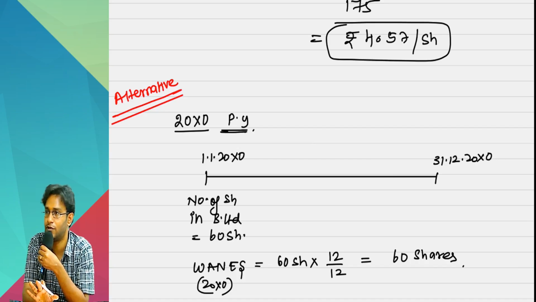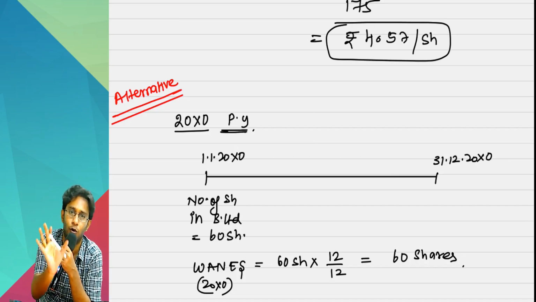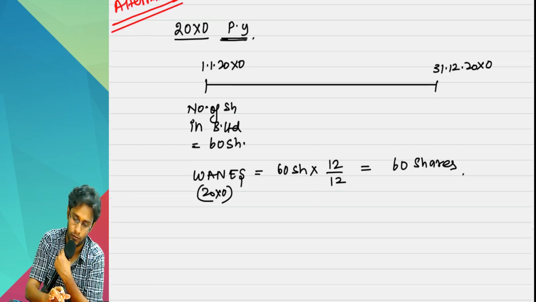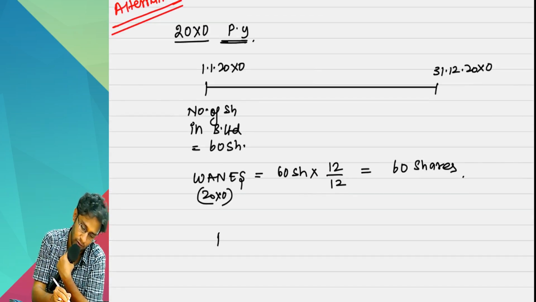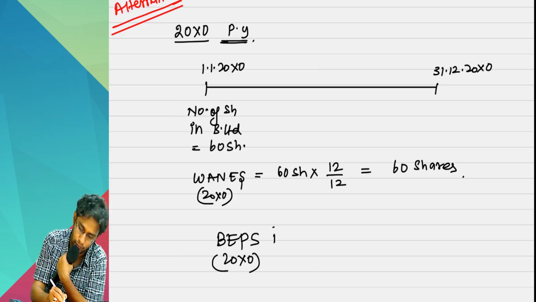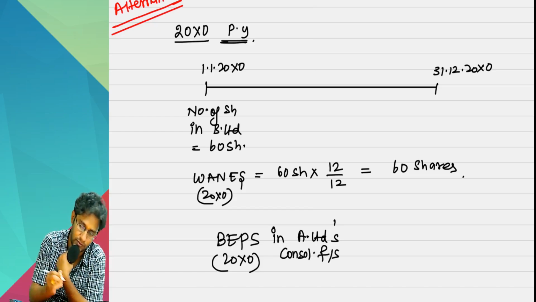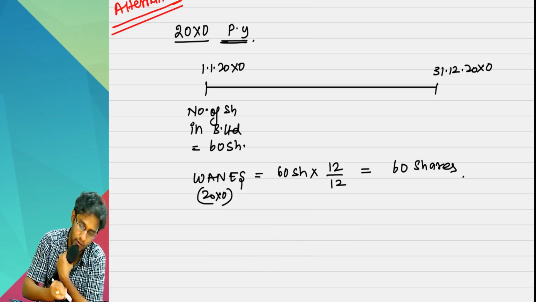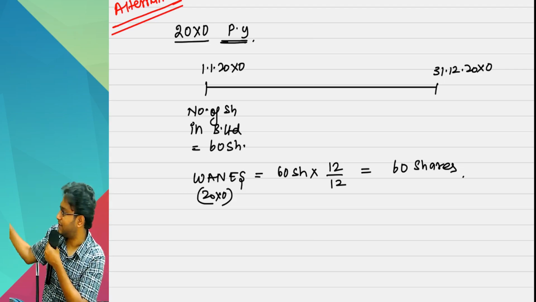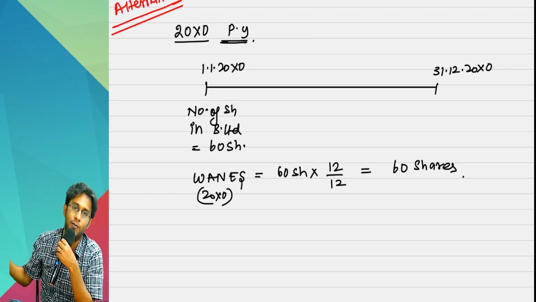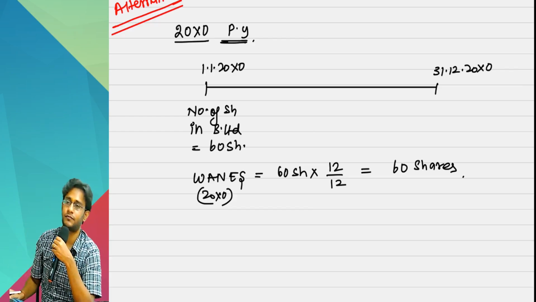Sir, in this is the confusion. In last year, B Limited solo, sir. Now, basic EPS of 20X0 in A Limited's consolidated financial statements. Okay, let me put it like this. Sir, in place of these 60 shares, these people got how many shares in A Limited?